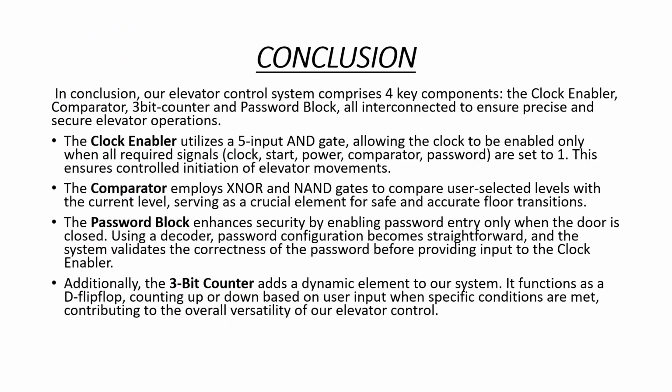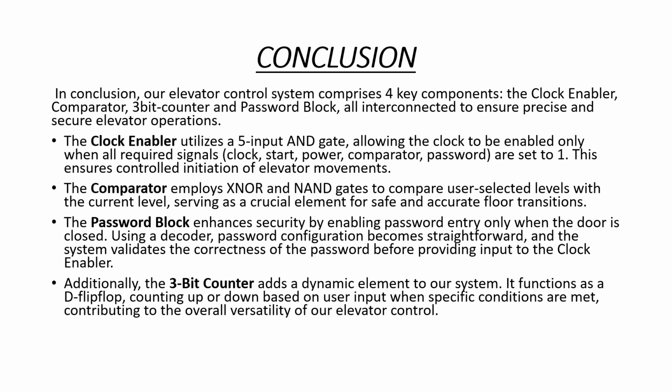In a nutshell, our elevator control system comprises 4 key components. The first one is the clock enabler, which allows the clock to be enabled only when all the required signals, clock, start, power, comparator, and password, are set to 1, and this ensures controlled initiation of elevator movements. Second, we have the comparator, which employs the XNOR and AND gates to compare the user-selected level with the current level, serving as a crucial element for safe and accurate floor transitions, so that when the user enters the same level as the current level, the lift cannot work.